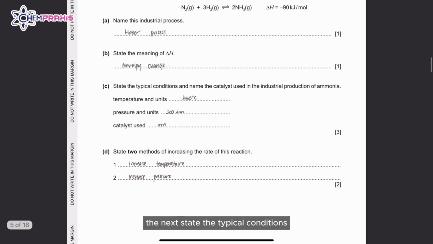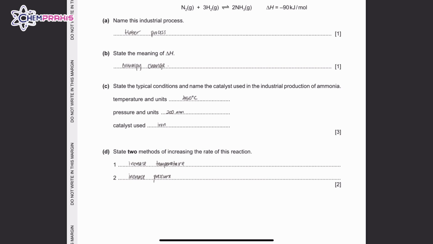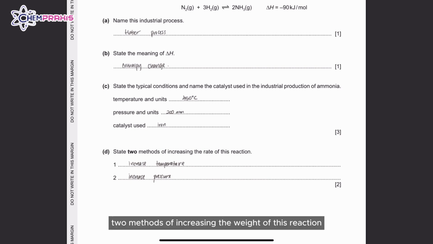And next, state the typical conditions and name the catalyst used in the industrial production of ammonia. The temperature should be 450 degrees Celsius, 200 atmospheres, and the catalyst used should be iron. State 2 methods of increasing the rate of this reaction. In order to increase the rate of this reaction, we'll have to increase temperature and/or increase pressure.